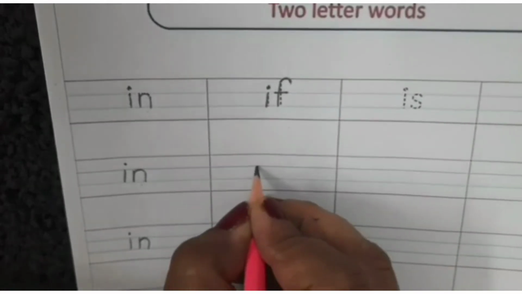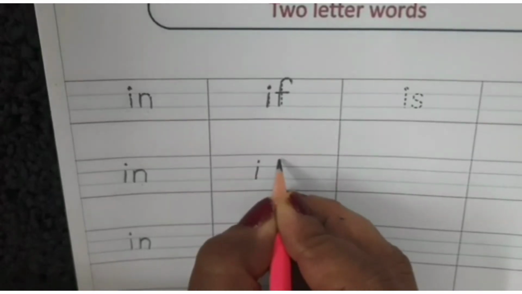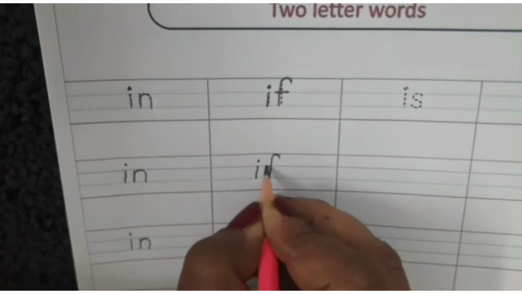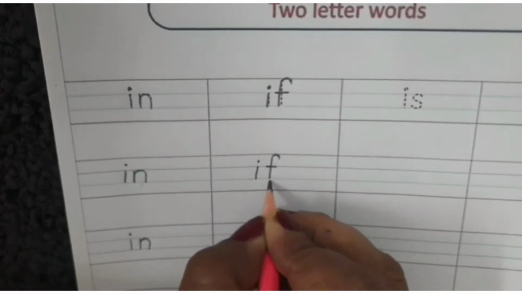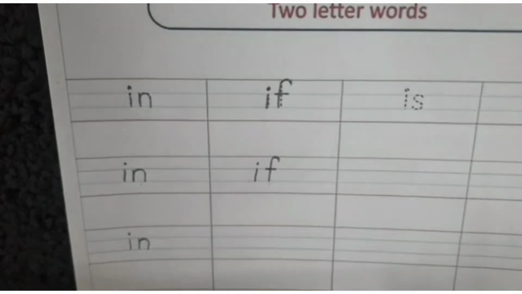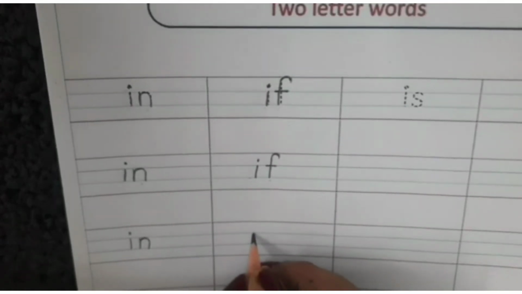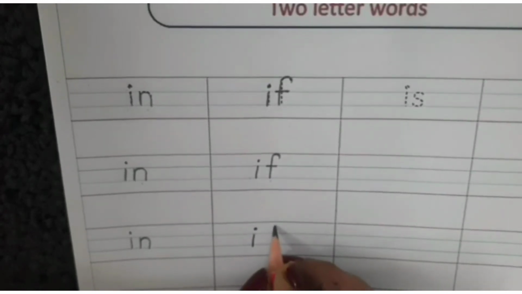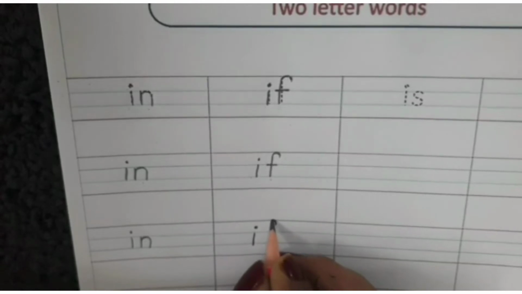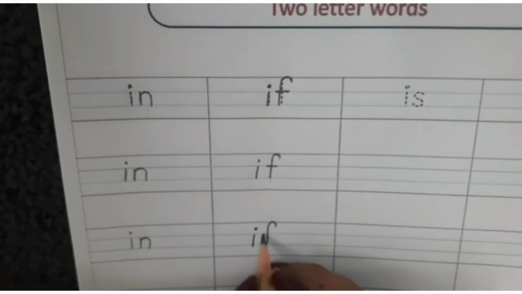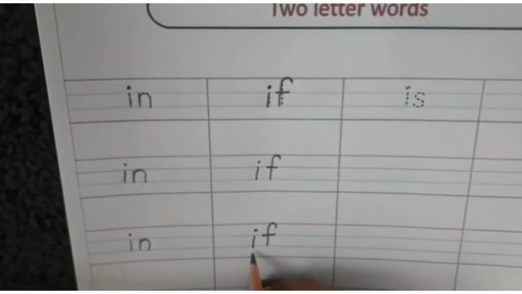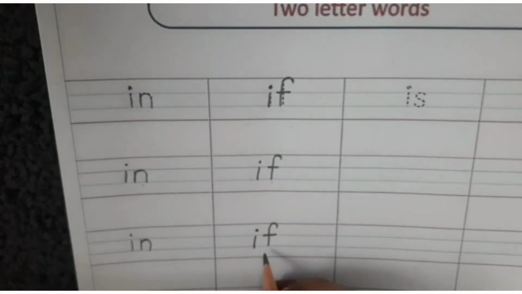Let us write over here. Standing line, dot. Little bit below the red line, make a curve, come down straight. F. I for if. I, F, if. Let us write over here also. Standing line, make a dot. I, F. Little bit below the red line, make a curve, come down straight, and sleeping line on the first blue line like this. F. I for if. I, F, if.